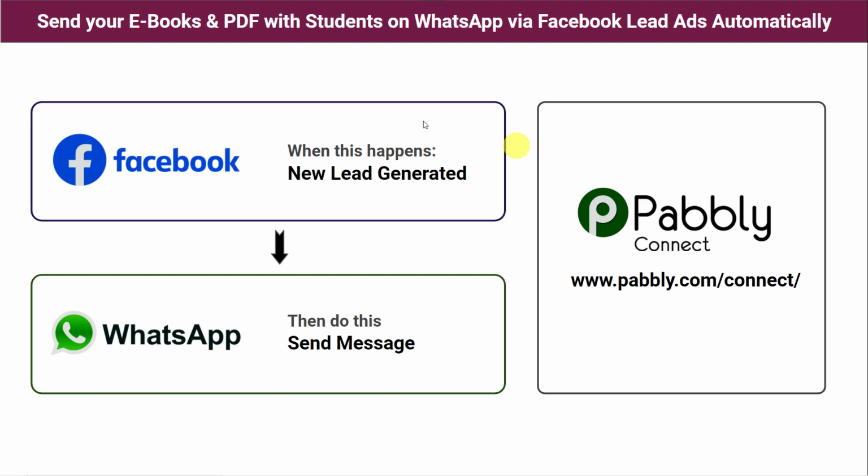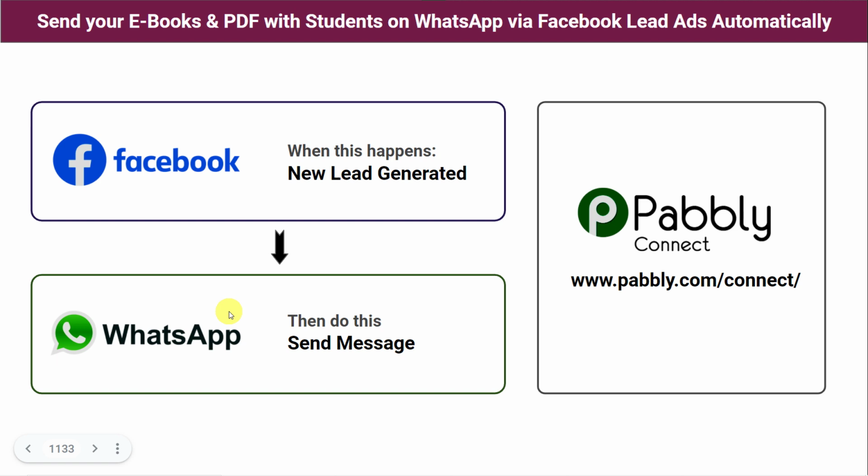You have also created a Facebook page to advertise your institution, and you are running Facebook lead ads on that page. So whenever someone clicks on those ads, a Facebook lead ad form will open. Now you want that whenever a student fills that Facebook lead ad form, in order to know the pricing details of the ebooks, a demo ebook should be sent on the WhatsApp number of the student.